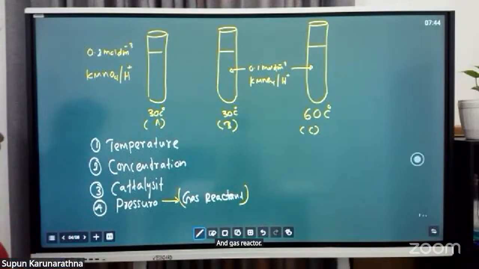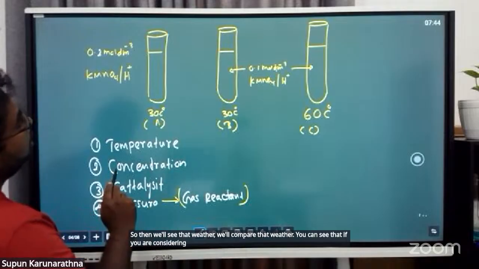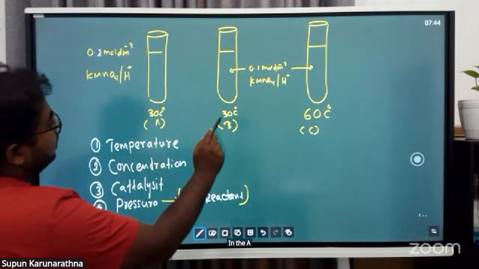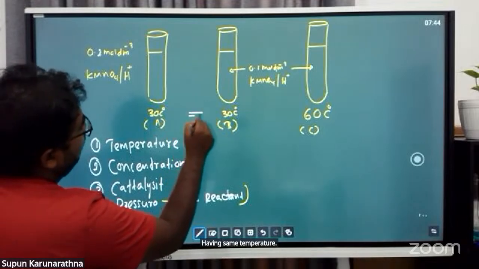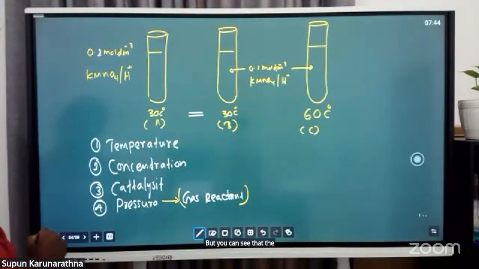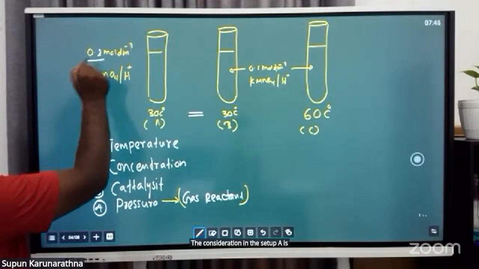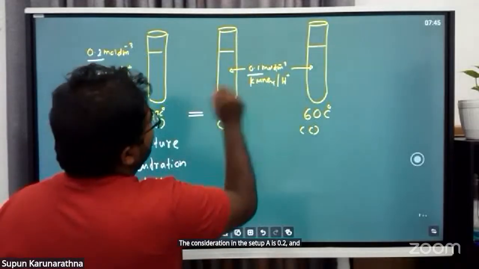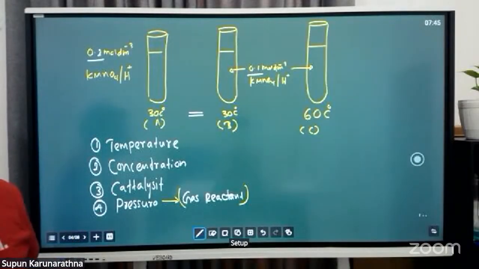Those are the theory. Now we'll compare. If you are considering A, B, C, in the A setup and B setup, the temperature is the same. But you can see that the concentration in setup A is 0.2 and setup B is 0.1.